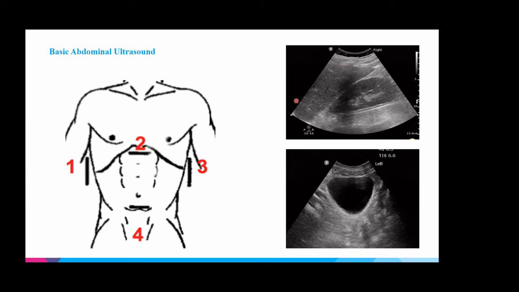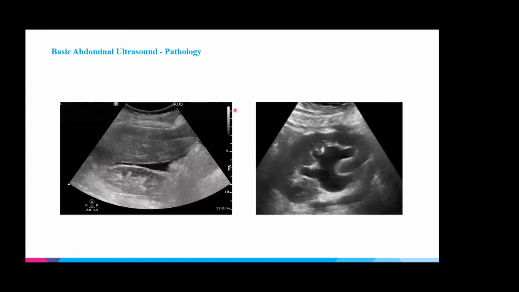And so this is going to be your nice view of your Morrison's pouch right here, the hepatorenal recess. And then this is a nice normal view of the bladder, of a urine-filled bladder. Okay, and then I just had some quick examples of some abdominal pathology that you might see. As opposed to the initial view in the previous slide, now you see this is your liver here, right? You see your kidney here, and then you see a sliver of black in between.